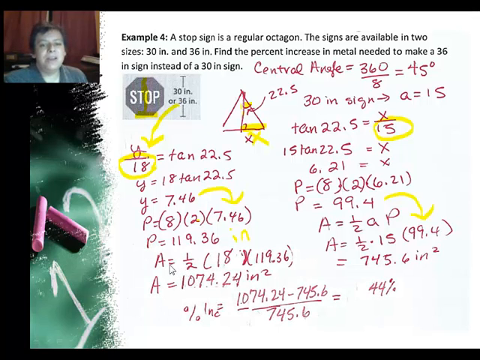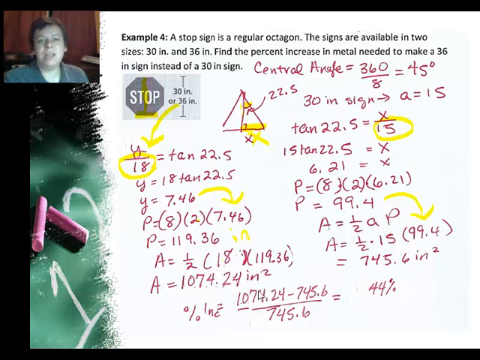Then to find the area, I go ahead and substitute into the 1/2 AP. A was the apothem. So I have 18 and 119.36. I get 1,074.24 inches squared, or square inches.